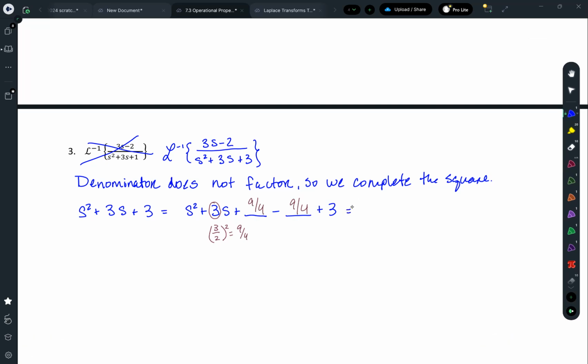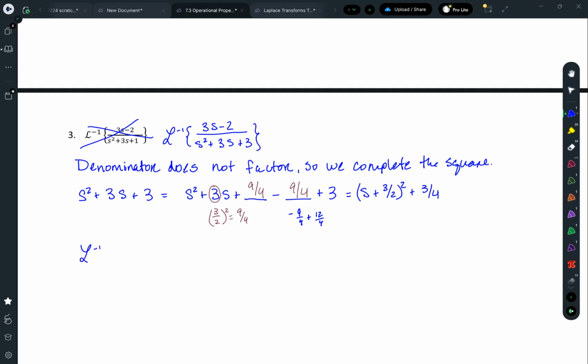The s squared plus 3s plus 9/4 is going to factor as s plus 3 halves all squared. The goal is to get a perfect square trinomial. And then we have the plus 3 and the minus 9/4. So minus 9 over 4 plus 12 over 4 gives us plus 3 over 4. Okay, so we are actually looking at the Laplace inverse of 3s minus 2 over, in quantity, s plus 3 halves, all squared, plus 3/4.